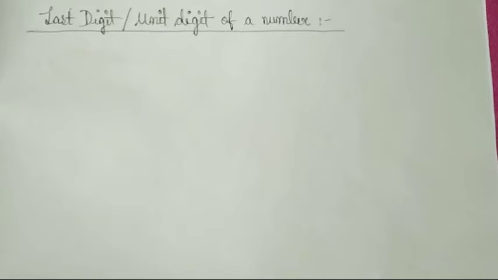Hello everyone. Today's topic is finding the last digit or unit digit of a number. Before finding the last digit or unit digit of a number, we need to know about the concept of cyclicity. Cyclicity is the state of something that occurs in cycles. For finding this last digit, we need to know the cyclicity of numbers from 0 to 9.